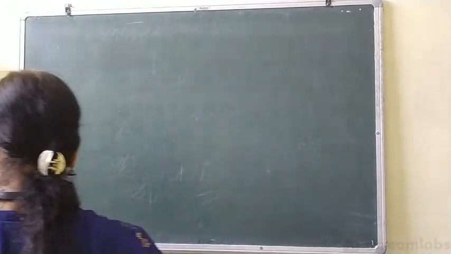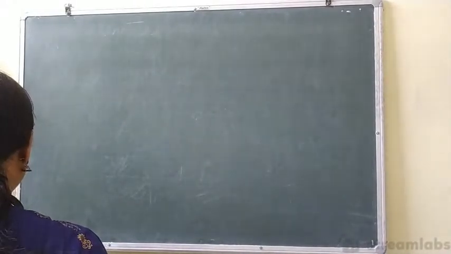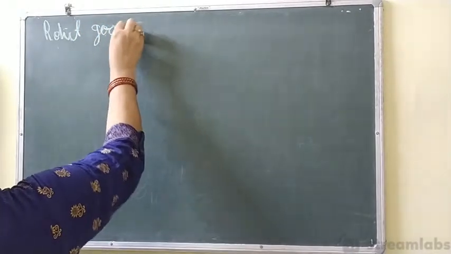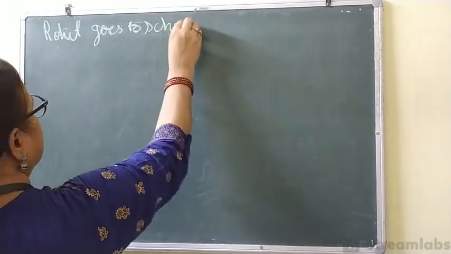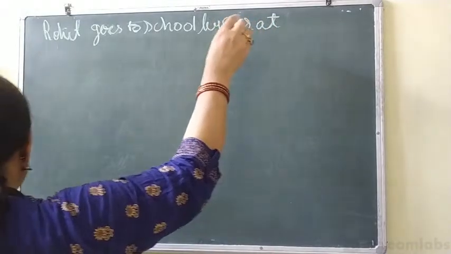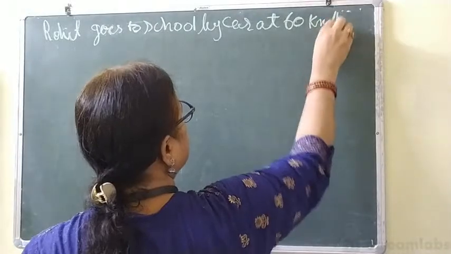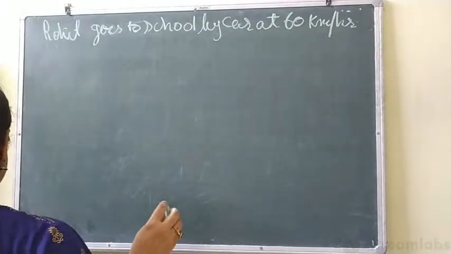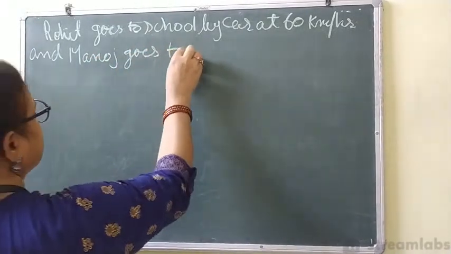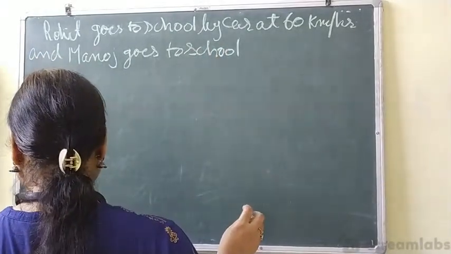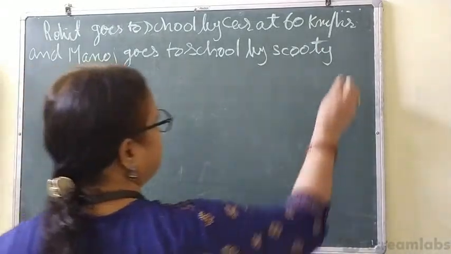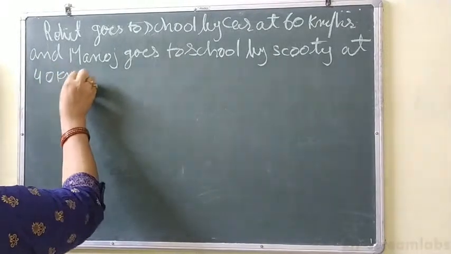Now the next question is: Rohit goes to school by car at 60 km per hour, and Manoj goes to school by scooty at 40 km per hour.